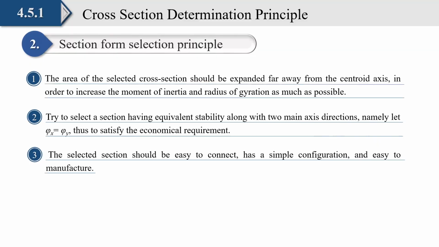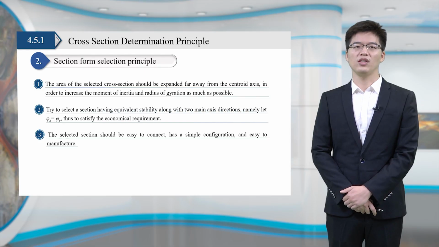In the design, we need to select a trial section first according to the above principles, then determine the detailed size of the cross-section. After that, we need to check whether the strength, stiffness, global and local stability of the member satisfy the corresponding requirements.